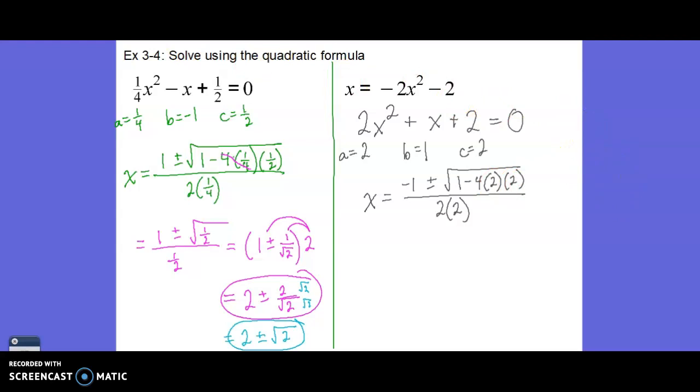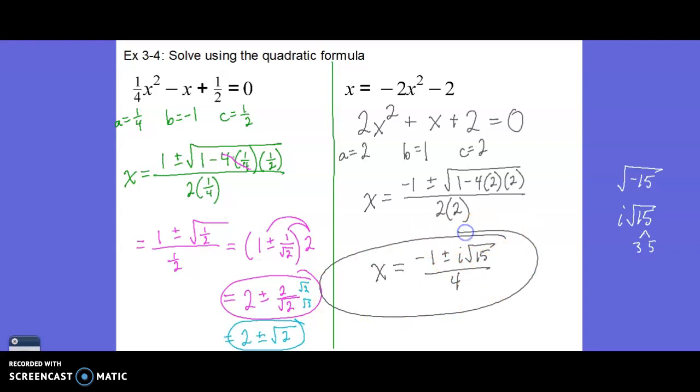Well, don't forget, we've actually worked with square roots of negative numbers in Chapter 7. So that's not a big deal. We just have i root 15 in that problem then. If you try to break down 15, well, there's no pairs. So we can just leave our answer as x equals negative 1 plus or minus i root 15 all over 4. And there's no reason to simplify that any further.